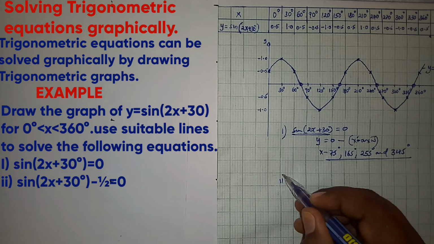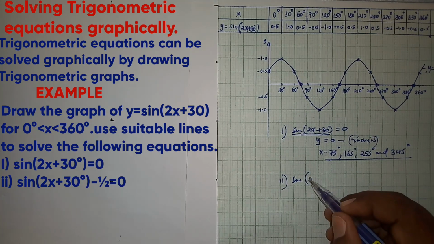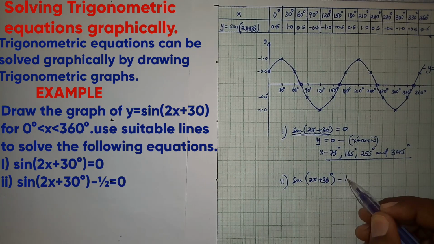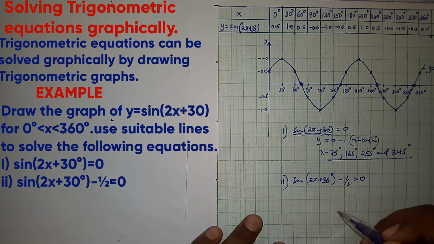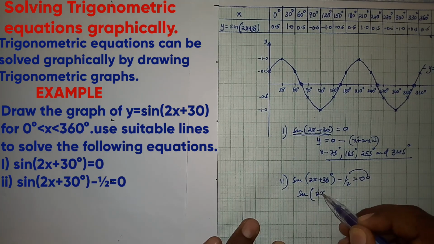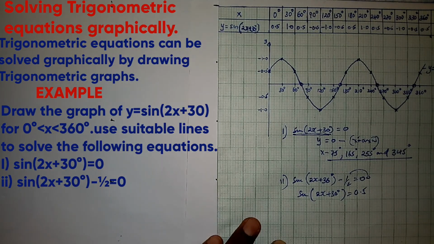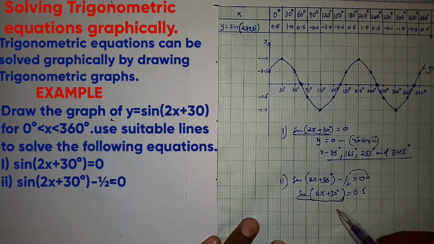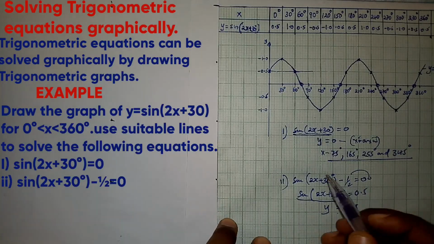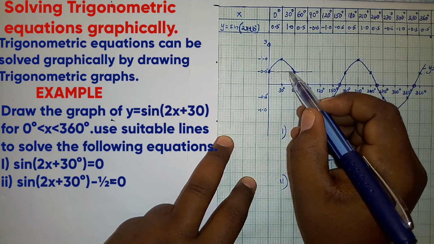For the second equation, we are told sine(2x + 30 degrees) minus a half equals 0. So we have to take a half to the other side. Therefore, sine(2x + 30 degrees) will be equal to 0.5, which is a half. But we said sine(2x + 30) equals y. So y equals 0.5. So we have to draw a line from 0.5 parallel to the x-axis.